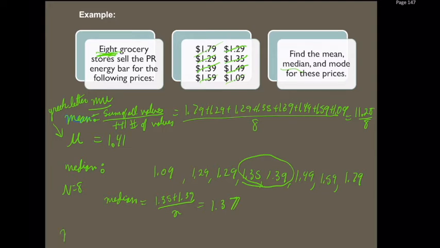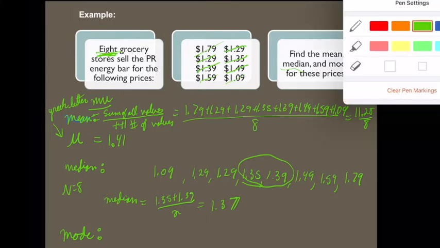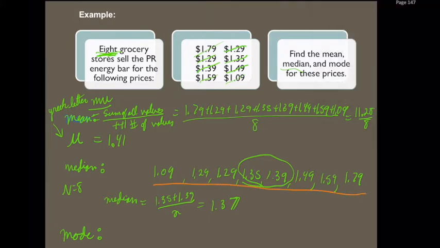Last but not least is the mode. Mode is the data value that occurs the most. So looking at our data list, which of the values occurs the most? Well, this only occurs once, but $1.29 occurs twice. So that's our mode.